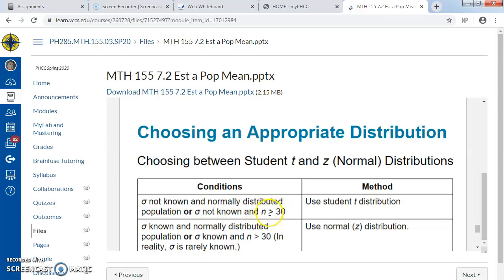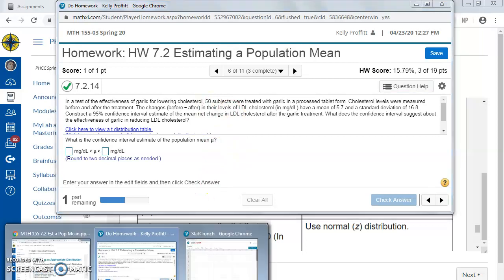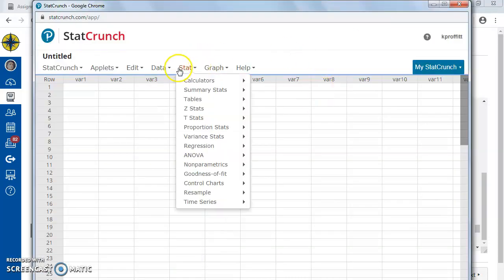And our sample size is fairly large as well. So we would use the T distribution in this case because our sample size is greater than 30. If you look, our sample size was 50. So we'll use the T distribution. We'll go back to StatCrunch and come here to Stat. We're going to go to T Stats, not the Z one.